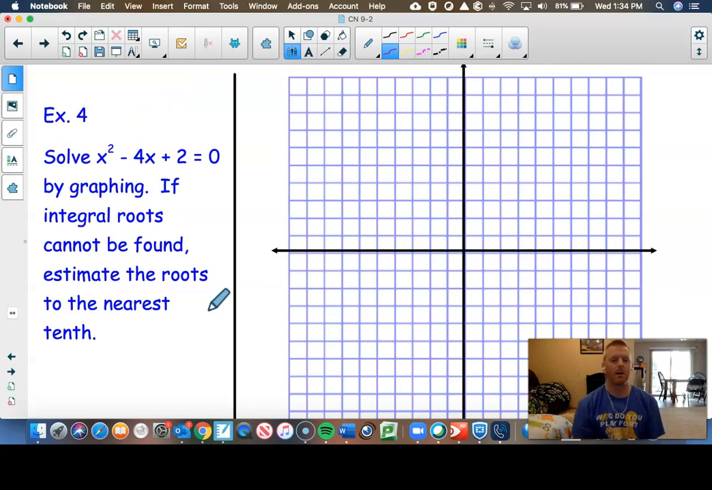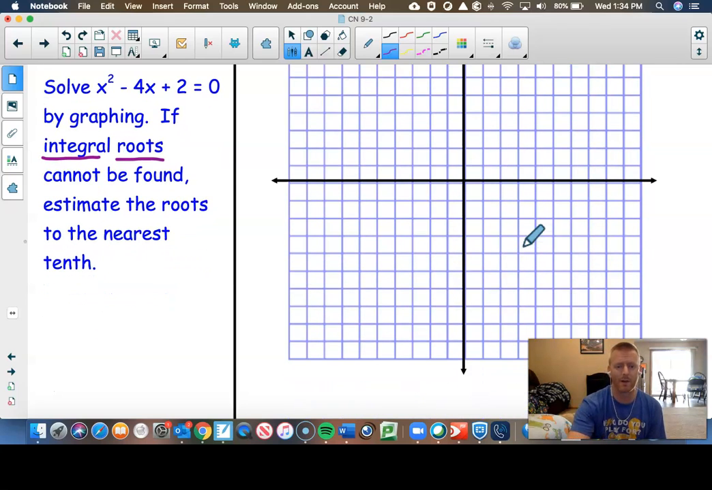All right, now here comes the hard one. Now on this bad boy, it's not going to be a nice integer answer. That's what these integral roots mean. If we can't find a nice integer answer where it crosses the x-axis, then we have more work to do. So if you thought that other stuff was confusing, I apologize. Here comes more confusing stuff.